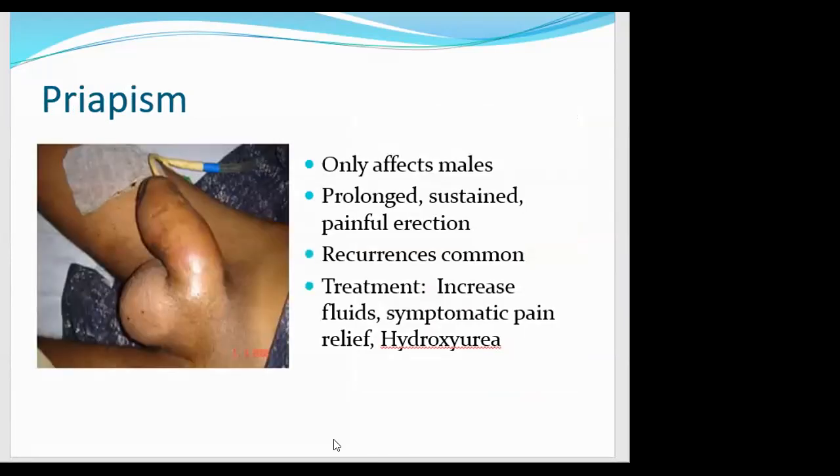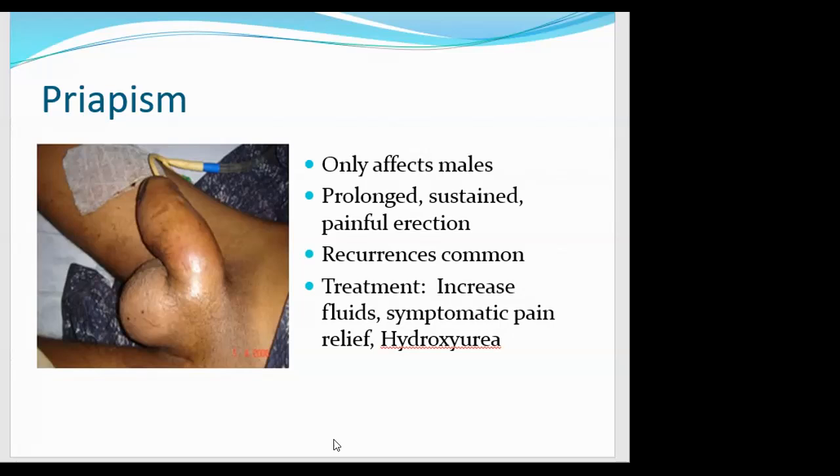Priapism. So this only affects males, and it's a prolonged, sustained, painful erection. So this is a sickle cell crisis in the penis. Those sickle cells clog up those little veins, those small vessels going to the penis, and it is a painful erection.